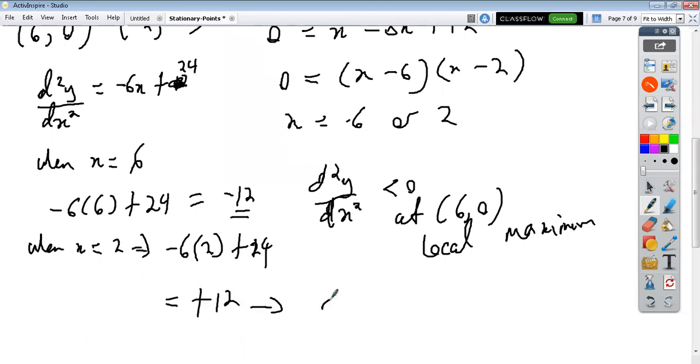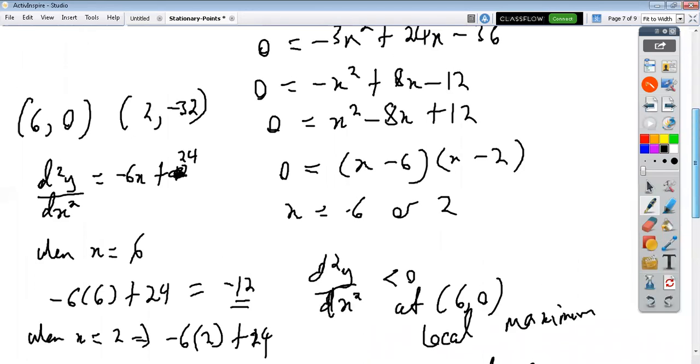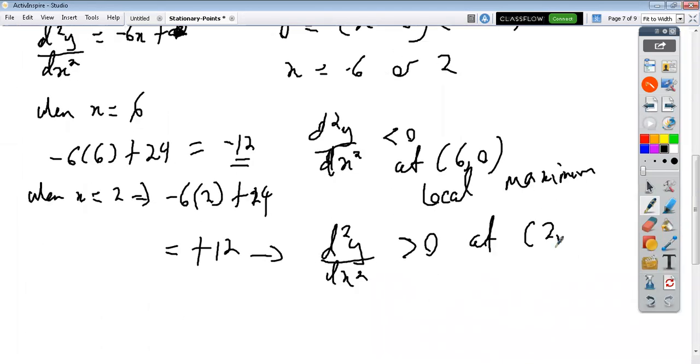So it means d²y/dx², the second derivative, is greater than 0 at that point, 2. So it's a local maximum, huh? Minimum, sorry. Greater than 0, local minimum.